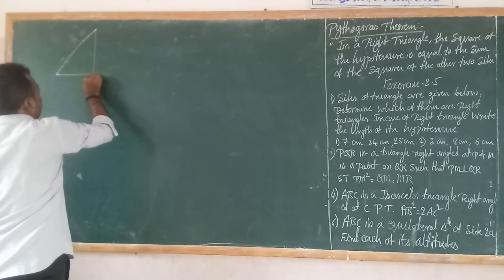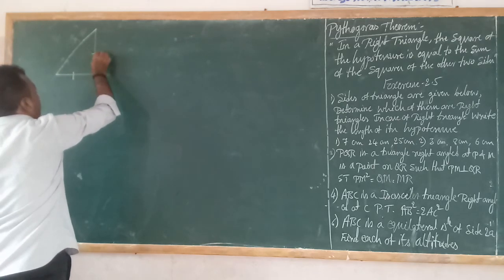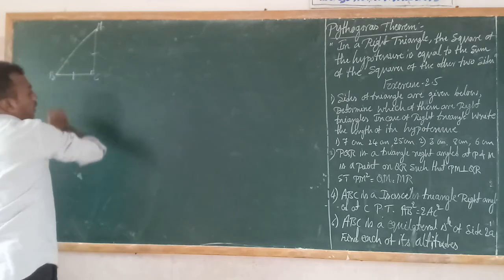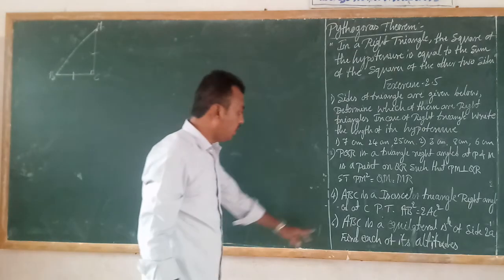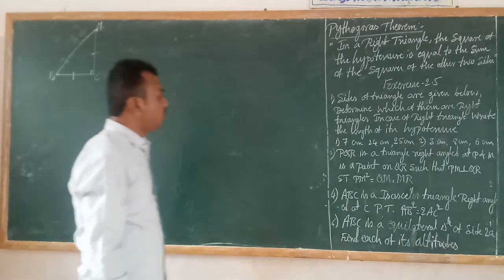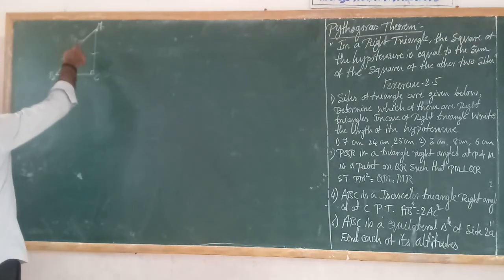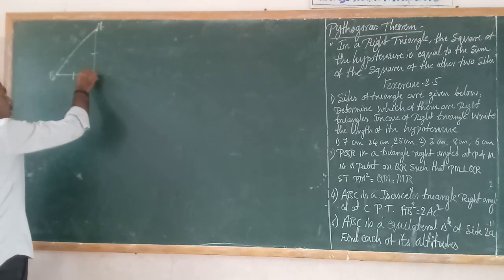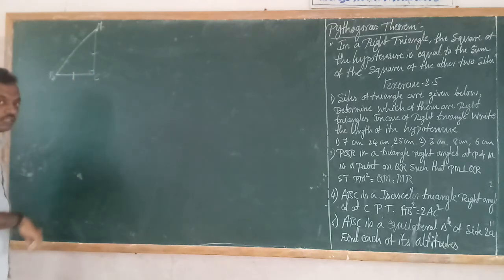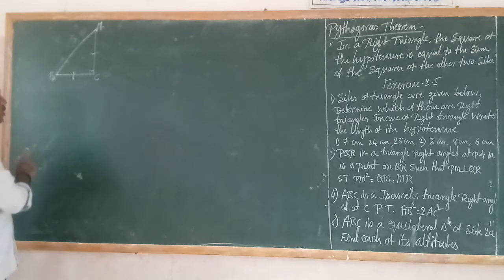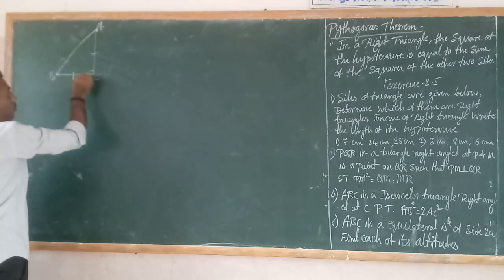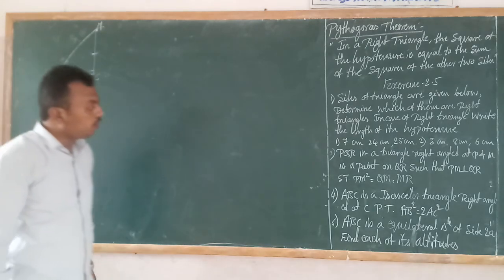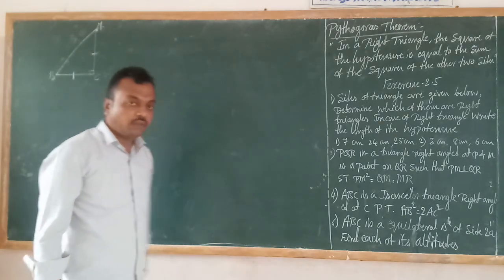See, this side and this side are equal. This is A, this is B and this is C, right angle at C. Prove that AB square is equal to 2 times AC square. Basically, isosceles triangle means two sides are equal. So this is a right angle triangle and also an isosceles triangle, a right isosceles triangle. So AC is equal to BC here. So what we have to prove? AB square is equal to 2 times AC square.